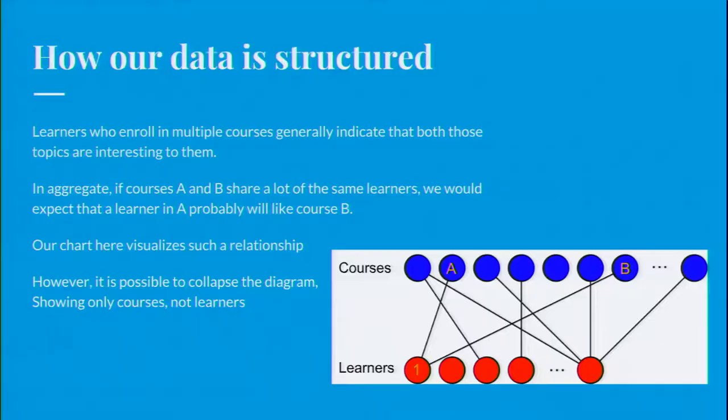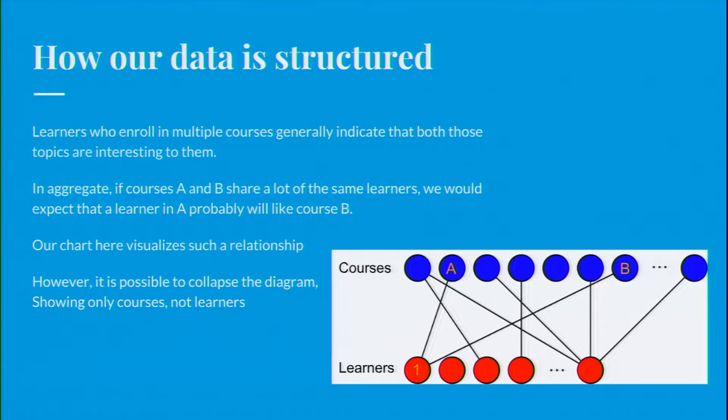If you think about how our data works and how we're going to get to this place, it's good to remember how our data is structured. We have a set of courses and a set of learners. Learners can sign up for any set of courses they want, but learners can't enroll in other learners and courses can't enroll in other courses. So you have this link between learners and courses.